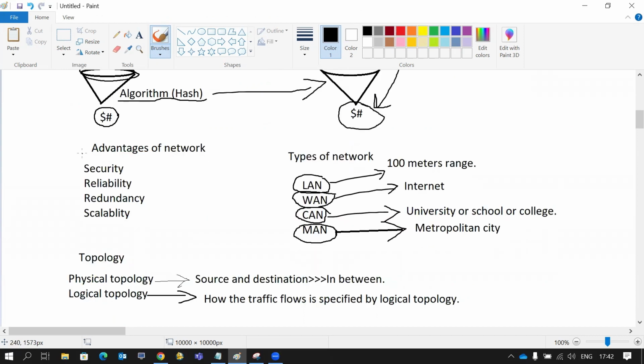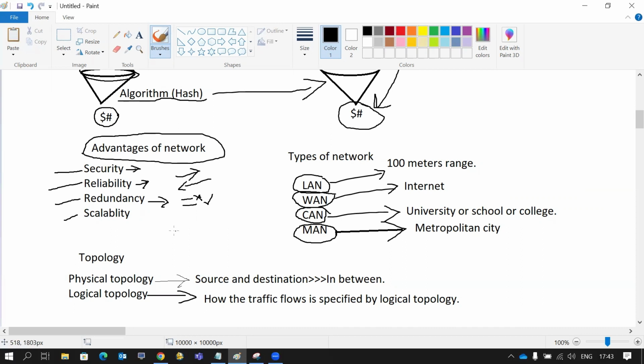Next thing, what are the advantages of the network? The advantages are security, obviously, reliability, redundancy, scalability. Security means the data is encrypted. Reliability means if I'm sending any data, I'm expecting some acknowledgement. That is what is called reliability. Redundancy means if one path goes down, we have a second path readily available to transfer the data. Scalability means it is spread over a large geographical area.